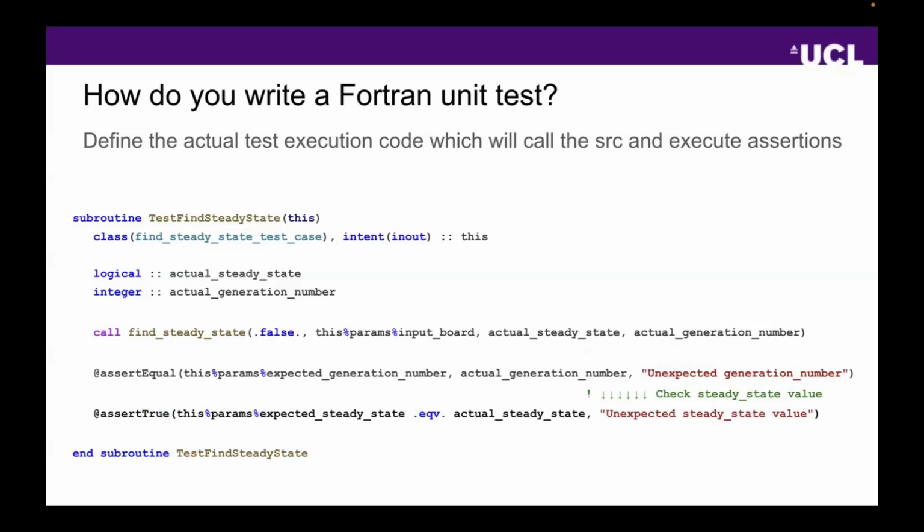Okay, and then we can also do a similar thing to check the expected steady state. However, this is using a different macro, assert true instead of assert equal. That's just because assert equal, unfortunately, doesn't support logicals directly, but we can do our own equivalence check and then pass it into assert true. Again, you can add a little description. And you also need another macro at the top there, just to mark this as a test for the preprocessing.